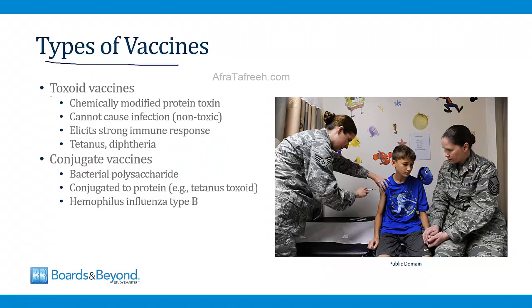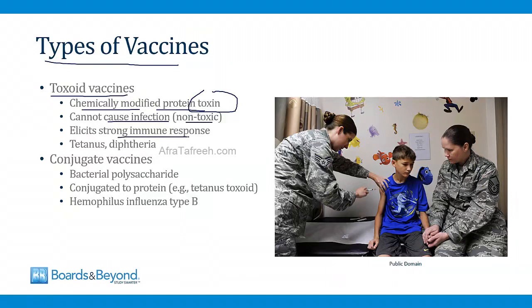The first category is a toxoid vaccine. These vaccines are made up of chemically modified protein toxins. Basically, the toxin from the bacteria is modified slightly so that it cannot cause infection, in other words, so that it's non-toxic, but that it still elicits a strong immune response against the toxin that's normally produced by the bacteria.